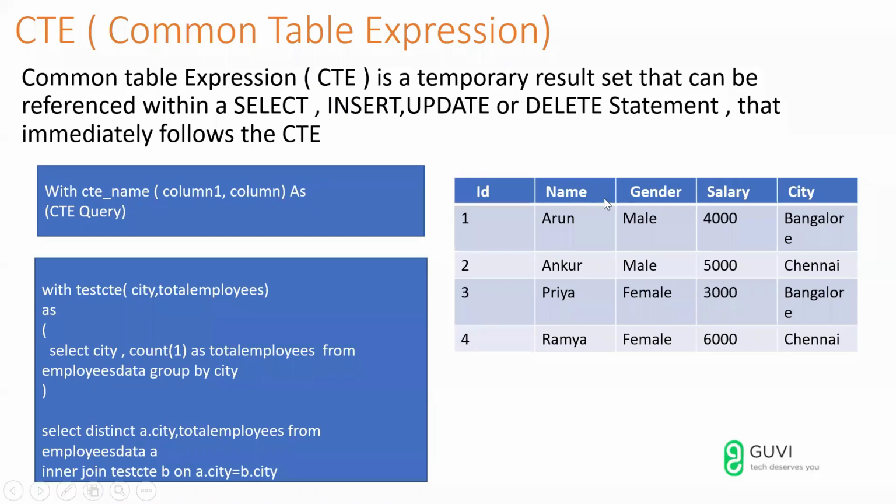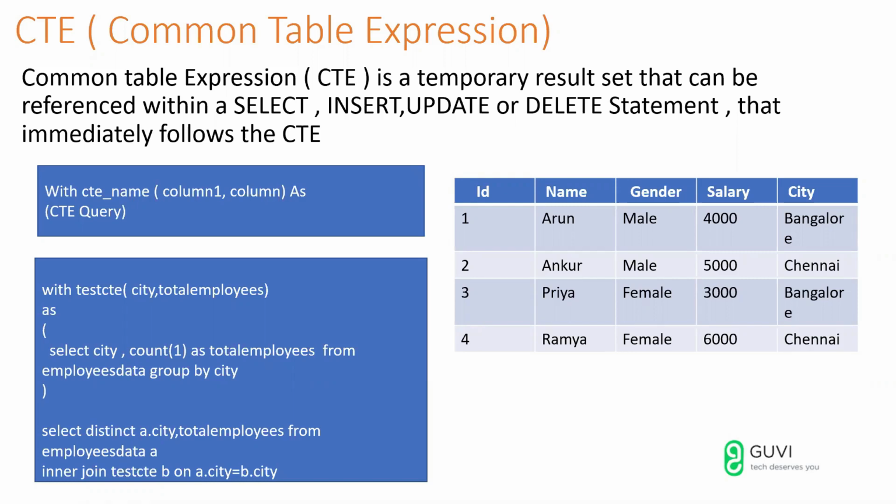Welcome back. In this lecture, we are going to see how to use CTE, Common Table Expression. A CTE is nothing but a temporary result set that can be referenced in a select, insert, update, or delete statement that immediately follows the CTE. So it is a temporary result set. So what is the syntax for it?